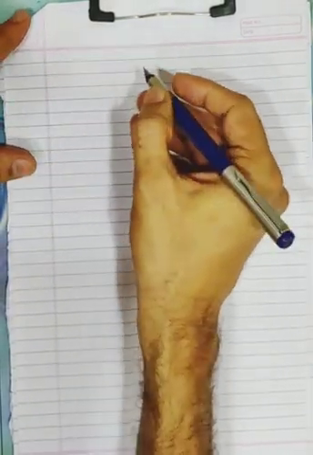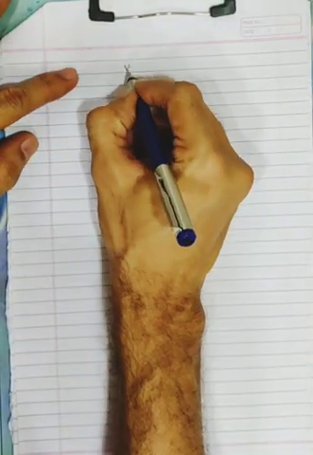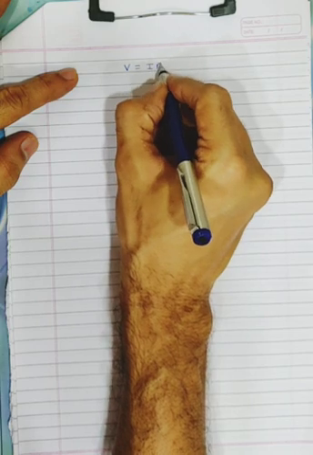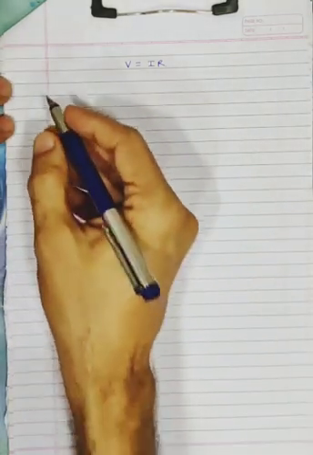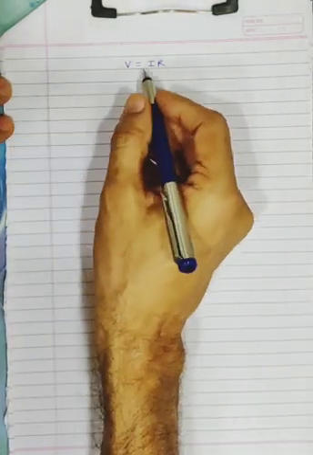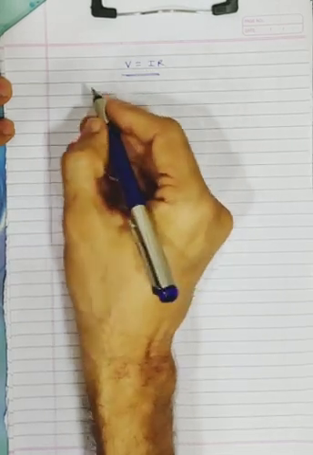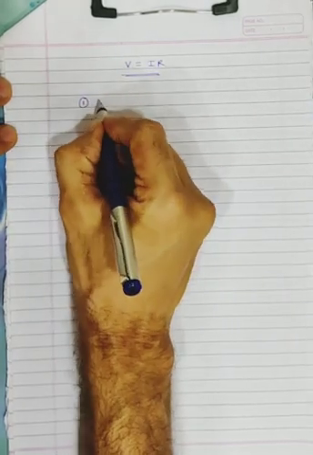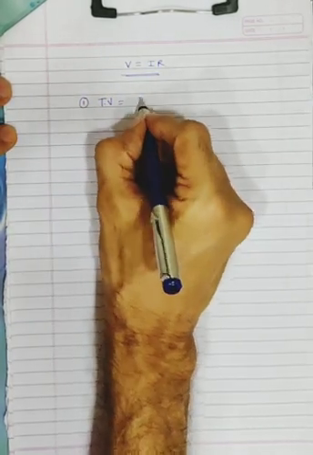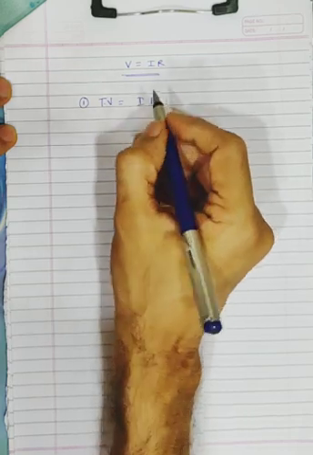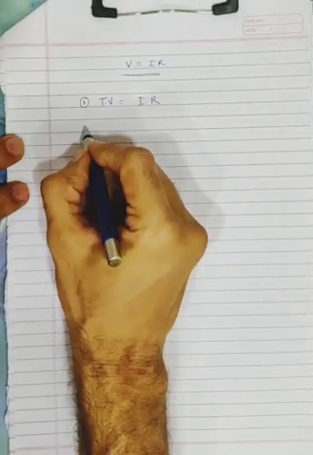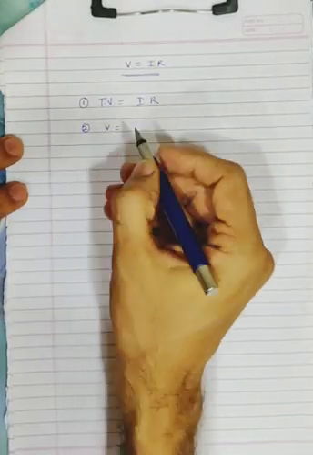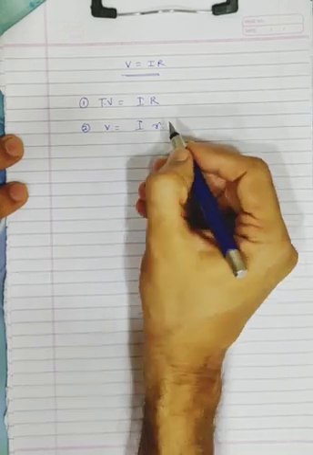Now the first formula, the basic formula that you've learned so far: V is equal to IR. So voltage is equal to current into resistance. This is the basic formula. First formula, what have we learned? That your terminal voltage V is equal to I into capital R. Second formula, small v is equal to I into small r.